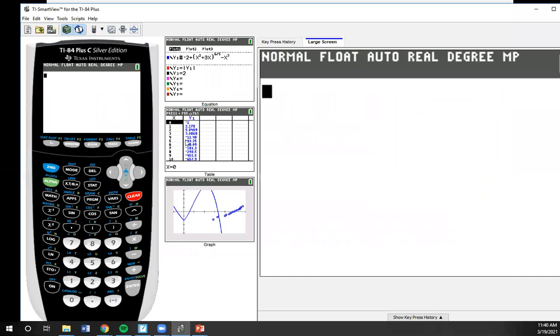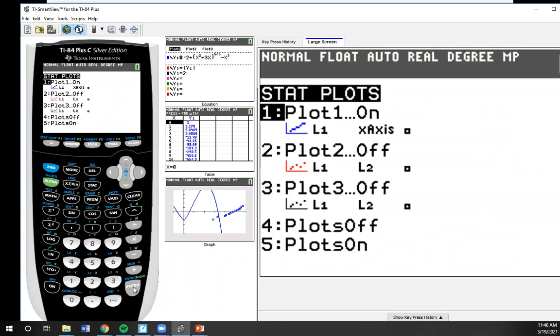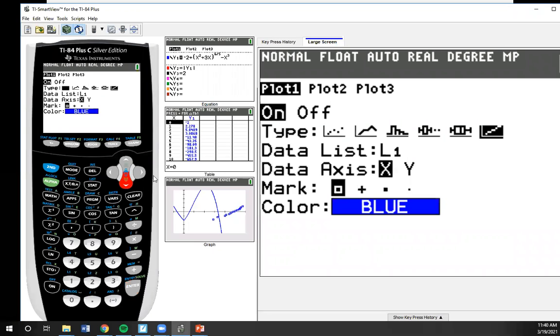If I went over to second and our stat plot, then I could plot list 1 to make the box plot. You would select this option. To make the normal probability plot, you're going to select this option over on the far right. So those two places are where you're going to look.